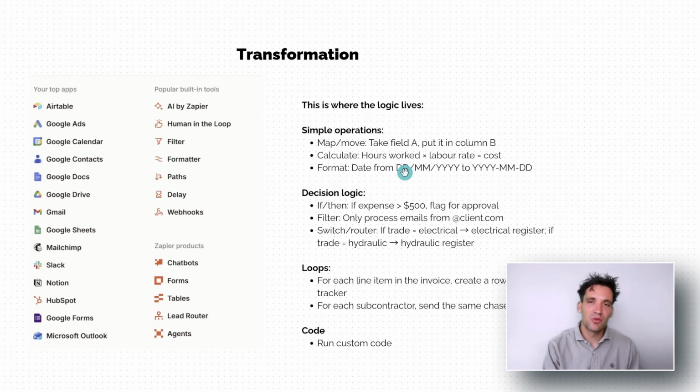So simple operations would be something like you take field A in an Airtable record and you put it in column B. You're just mapping or moving data, but you're not actually changing the format of the data. It's a number, it's text, it's an Excel file, whatever. You can have simple formula operations. Again, this is something we would be very familiar with using Excel, but the process of taking a certain input column and turning it into another value, for example, hours worked times the labor rate equals a cost, that is actually a very simple automation. Or you can reformat data. For example, you could take dates in the order of day, month, year, and put them in the other order.